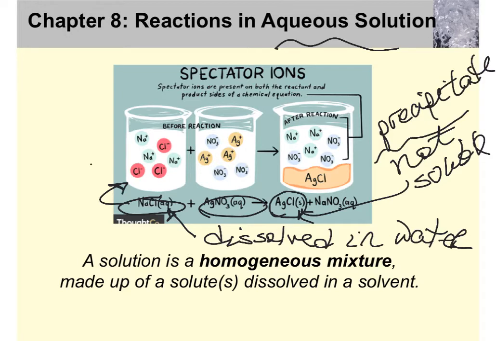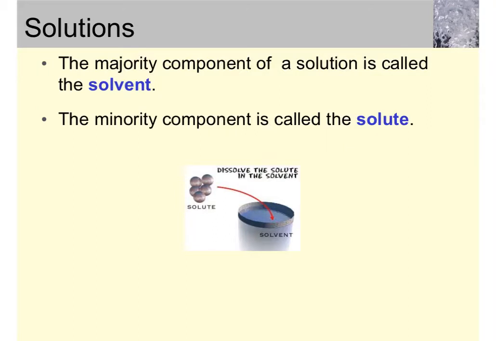Now, one last thing is the definition of a solution. Technically, it's a homogeneous mixture. Homogeneous means when you mix two or more things together, if you look at the mixture and it looks like one uniform thing, that is a solution. Again, basic vocabulary: a mixture is made up of one or more solutes. That's what you're trying to dissolve.